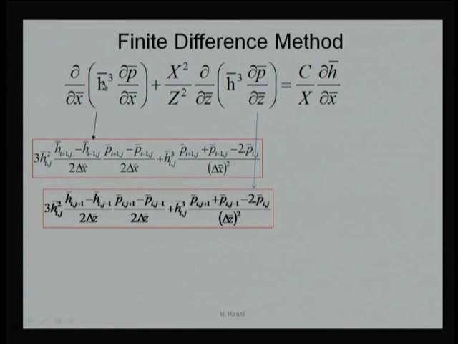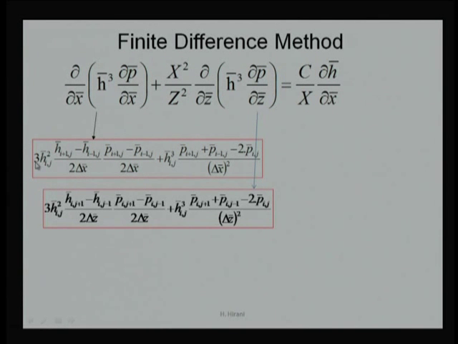Second, h bar cube is common, that is shown over here, and after that is the second derivative of the pressure, that can be simply given as p bar I plus 1 j plus p bar I minus 1 j minus 2 p bar I j, divided by del x square. So, this is for the first expression in the x direction, and the same thing for the z direction. We have just changed I with j and j with I.